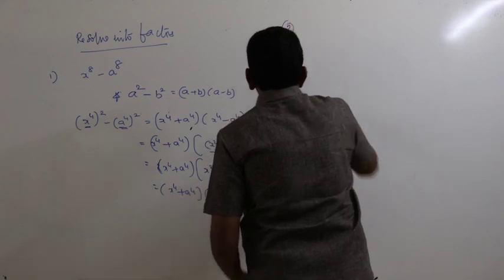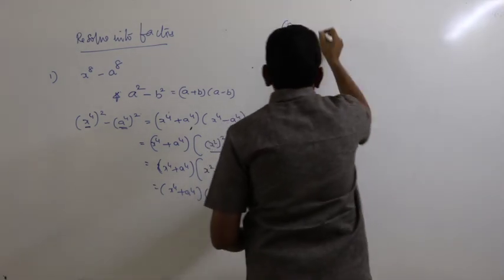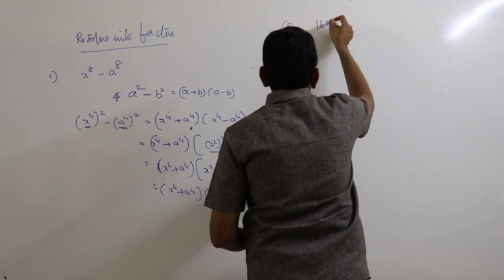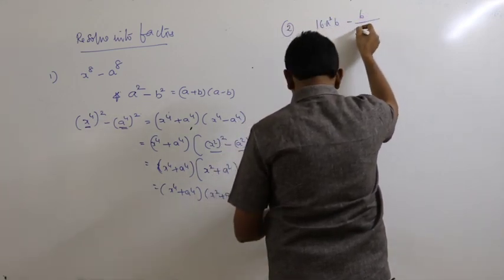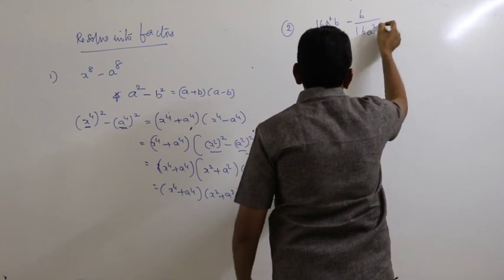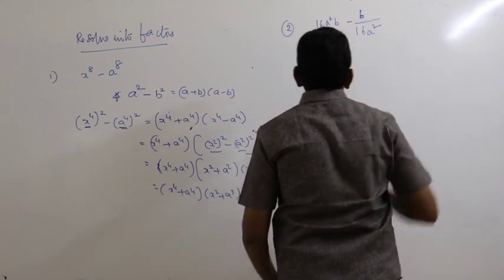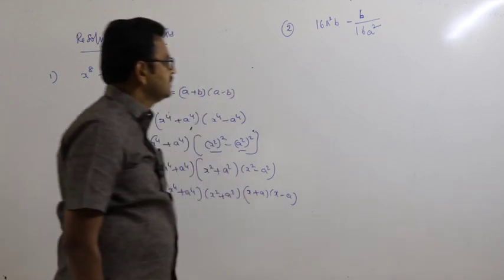And one problem, 16a square b minus b by 16a square. Resolve into factors.